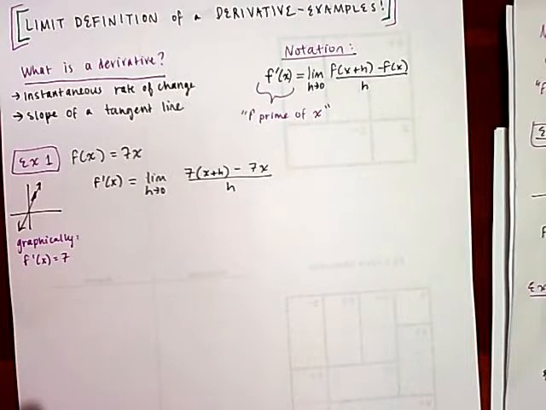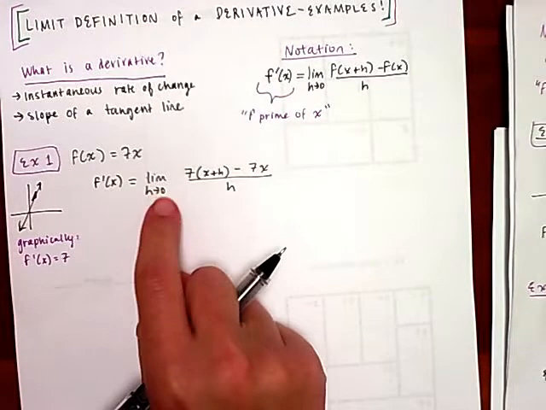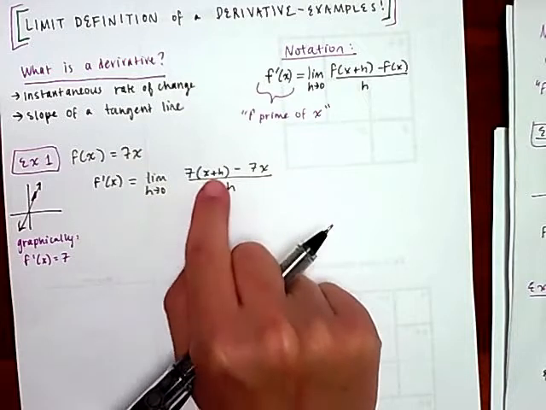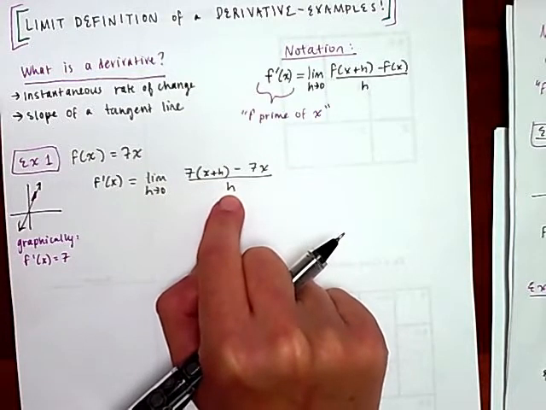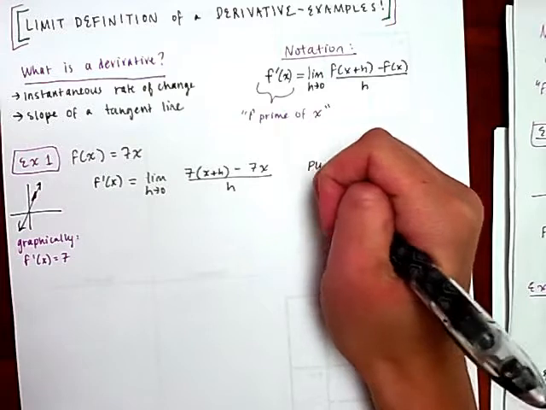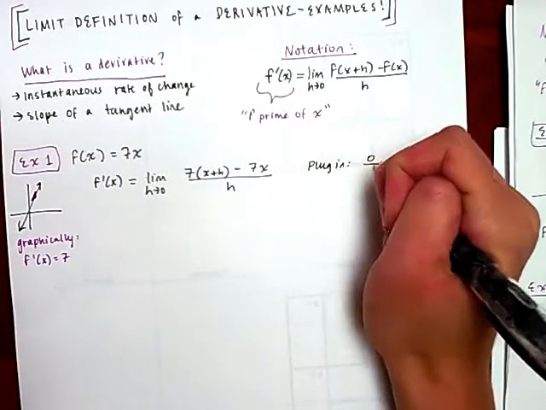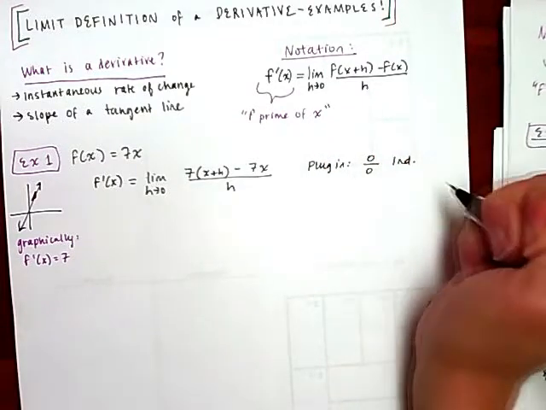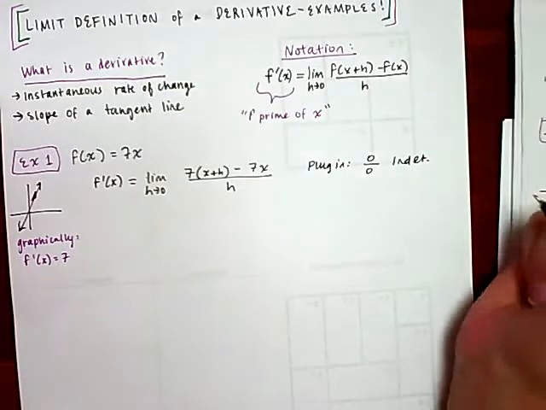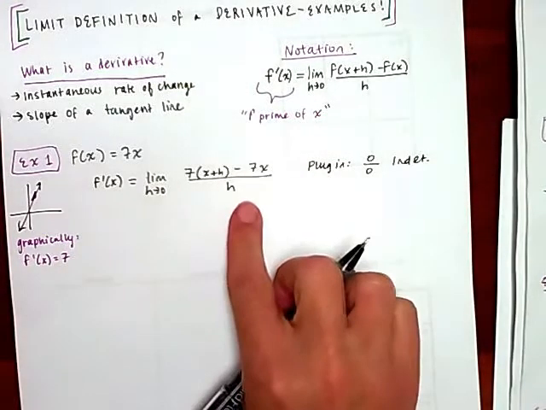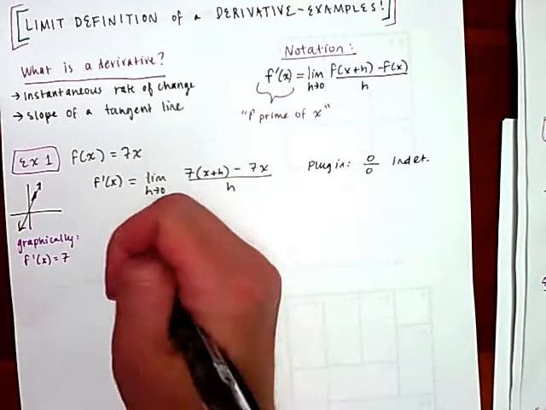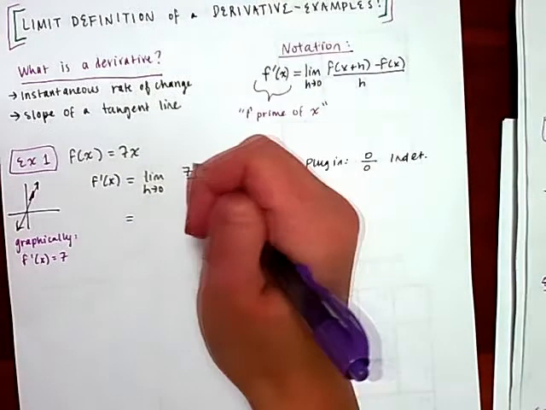Okay. Now, here's the thing. I know that if I do straight substitution into this limit, I plug in 0 for h, I'm going to get 0 over 0, which is indeterminate, right? So I could try that. Plug in, and we get 0 over 0, which is indeterminate. So now what do I want to do? I want to see if there's a way to algebraically transform this, get something to cancel that will allow me to get to an answer. And I can start to see, oh, I could distribute this 7.